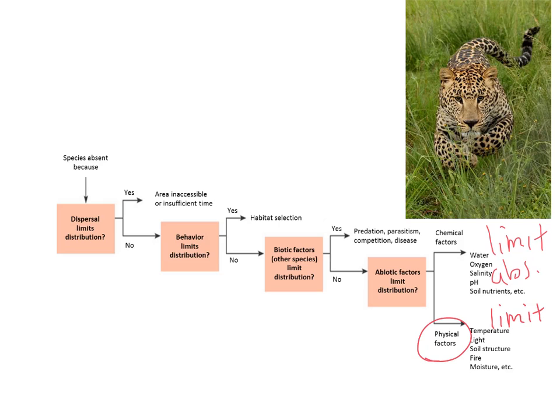We just have two groups here: chemical versus physical factors. Is the temperature right for the particular organism? Is there enough moisture? Is the soil okay for the plants to grow so that the herbivore that the leopard eats can survive? All of those things are going to factor into the distribution of, in this particular case, the leopard, over these various ecosystems.